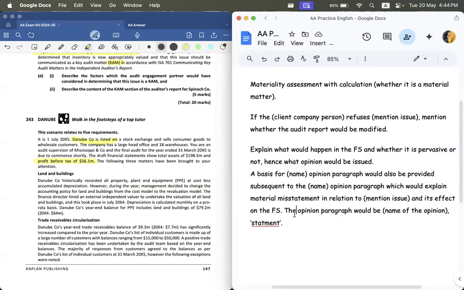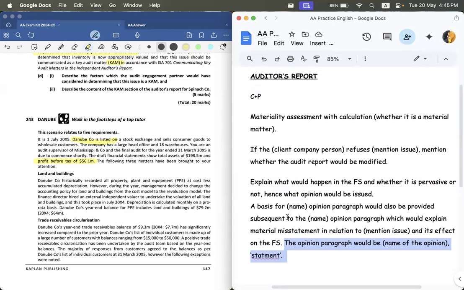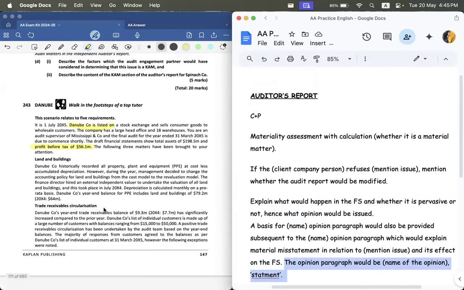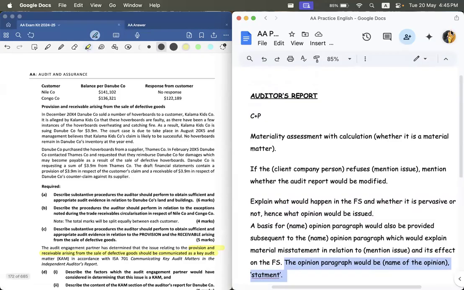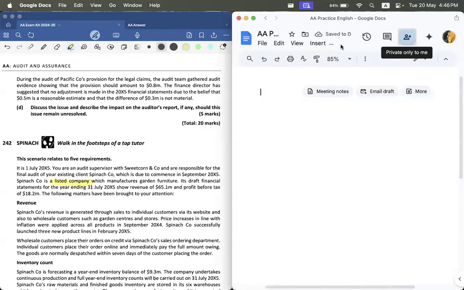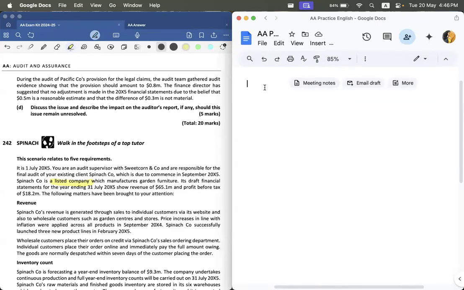Clear? Okay. The opinion paragraph would have the name of the opinion and the statement. If it is a qualified opinion, what would it be? The FS is true and fair except for this statement. Clear? Okay. Understood, no? So we'll look into an auditor's report. Just a moment. Okay. So this is the easiest 5 marks you could get from the auditing exam.